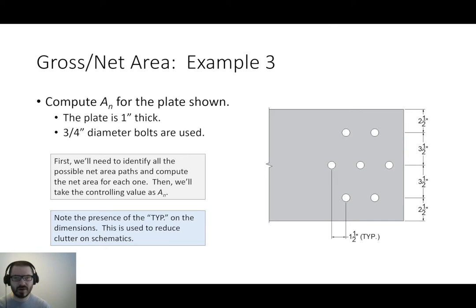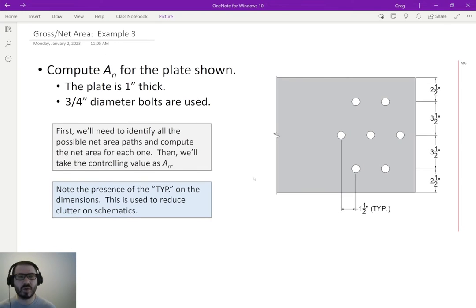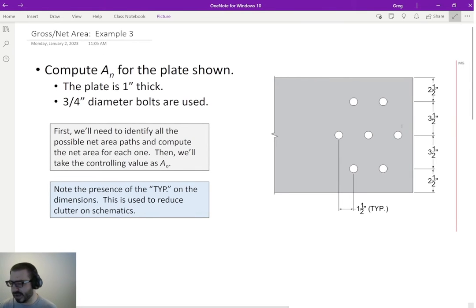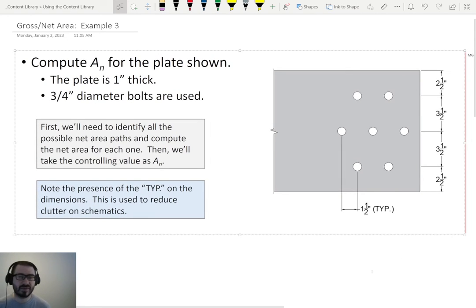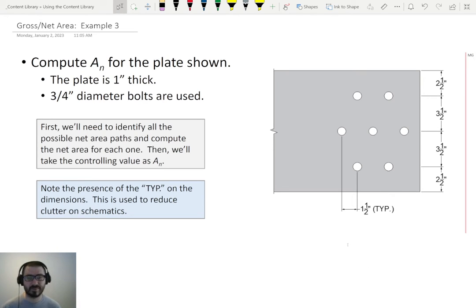Okay, so what we're going to do is look at the following example. We're going to compute the net area for this plate, and this is going to be the focus of the rest of this video. Now, this is a new problem, but a lot of it isn't new. So I'm going to begin the problem by doing a lot of the stuff that I think you're familiar with right now. And then when we get into the new stuff, I'll tack that on at the very end. So I have a plate. It's 1 inch thick.